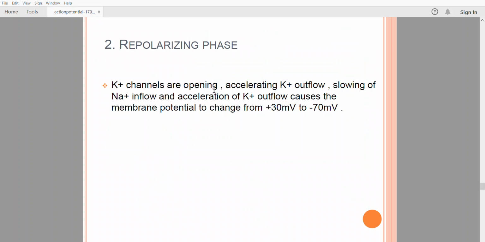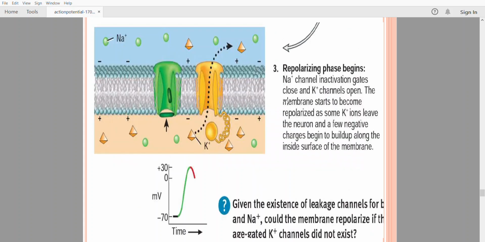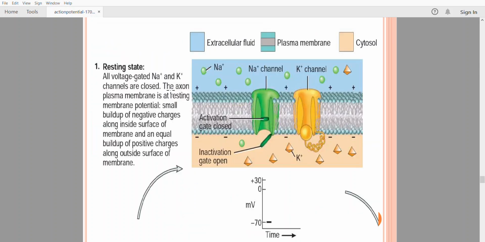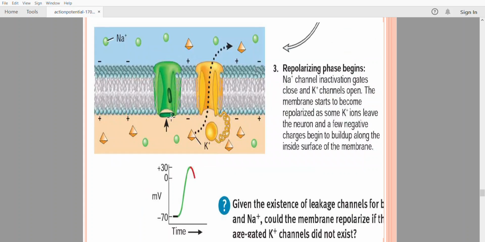So channels are opening, and now in the repolarization phase, the threshold potential for potassium channels to open is plus 30 millivolts. Once it reaches plus 30 millivolts, potassium channels open. In the repolarization phase, potassium channels open, and there is an outflux of potassium outside the cell, causing the cell to become more negative. And what happens to the sodium channels? The activation gates remain open, but the inactivation gates are closed.